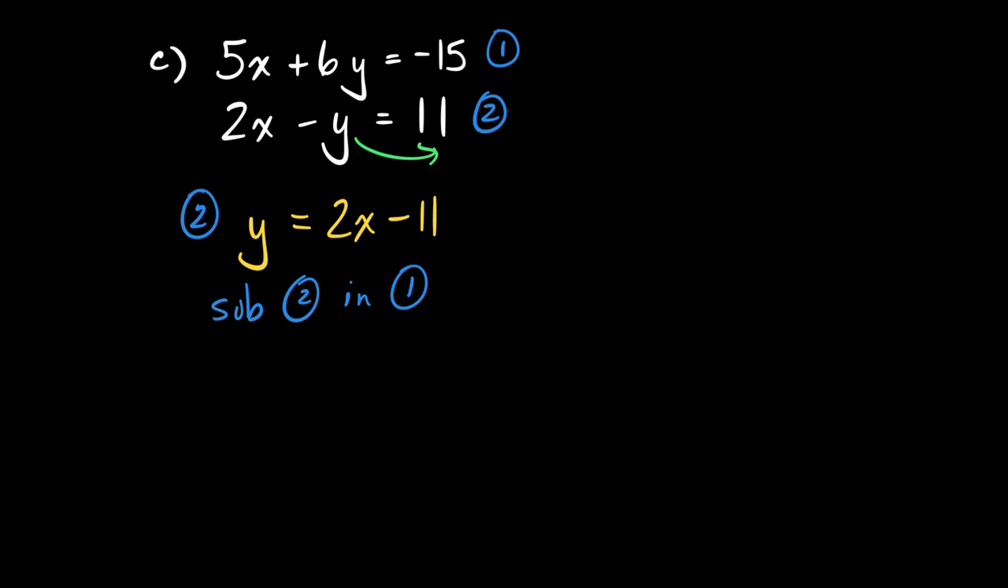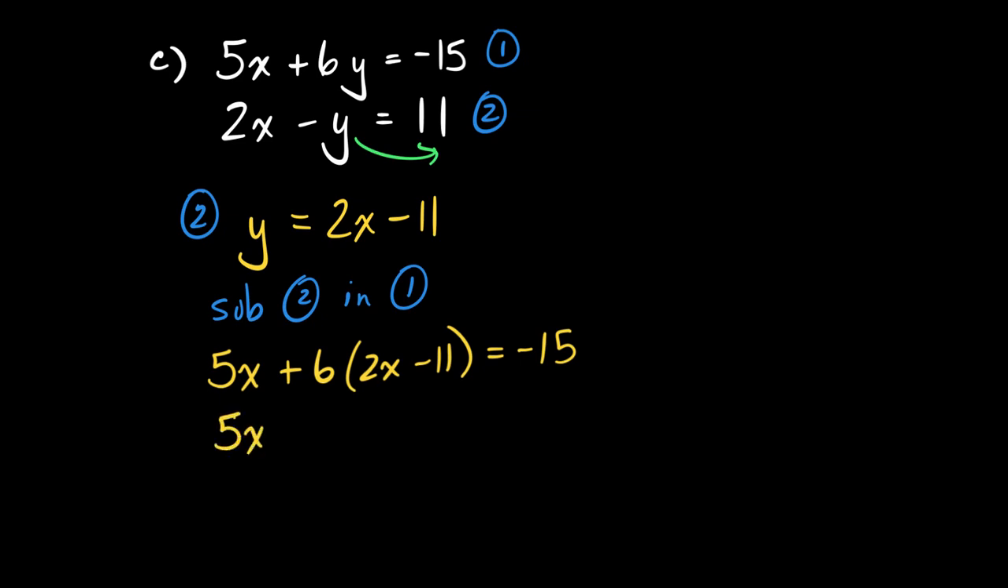So now what we're going to do is we're going to take equation 1. That's what it says. It says sub 2 into 1. So I'm going to take equation 1 and I'm going to start copying it out. And now that I get my y, I can replace my y with what it's equal to. And there is the rest of equation 1. Okay, there is my equation with one variable.